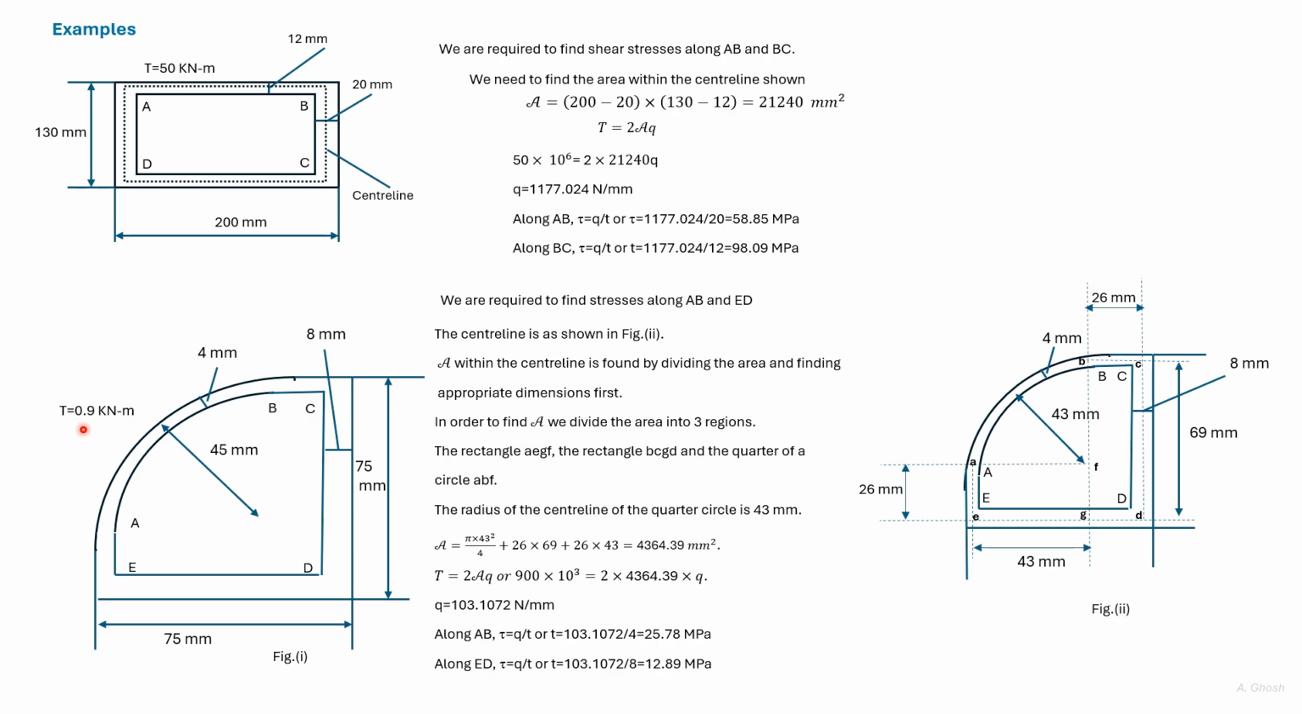We are given the torque, so that torque is equal to 2 times the area within the center line times q, from which we find q. In AB, the thickness is 4 millimeters, so the stress is q divided by 4, and we find the stress. And in ED, the thickness is 8 millimeter, and again we find the corresponding stress.